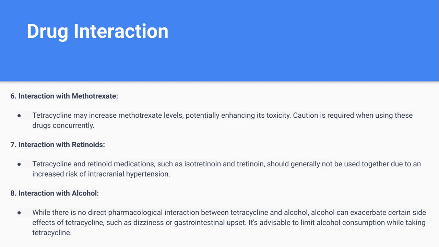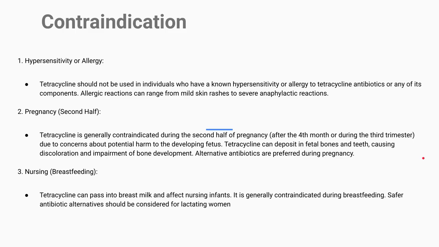And of course, alcohol drinking is bad, but if a person is taking tetracycline and alcohol, then alcohol can exacerbate the side effects of tetracycline. The direct effect is not there, but there are some indirect ways by which it can cause stomach upset. It can also cause dizziness. So this is a mild one, but it definitely should not be used with alcohol.